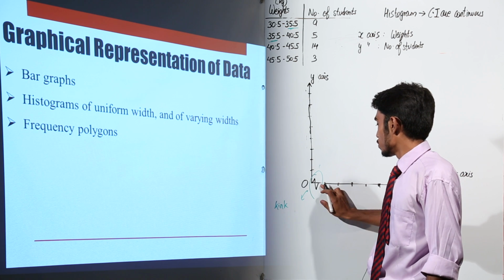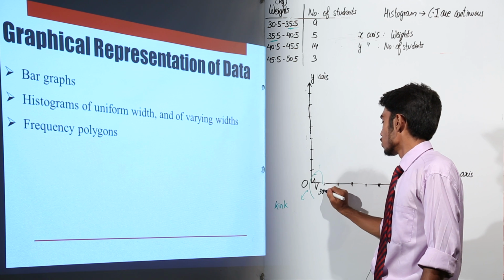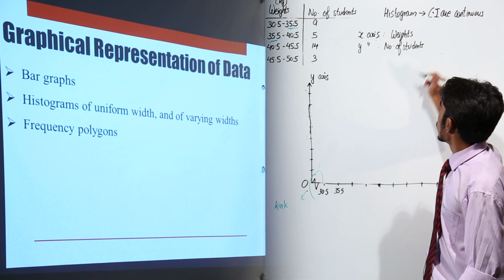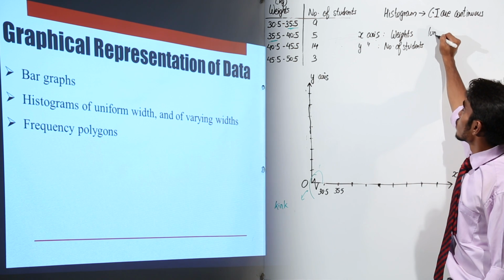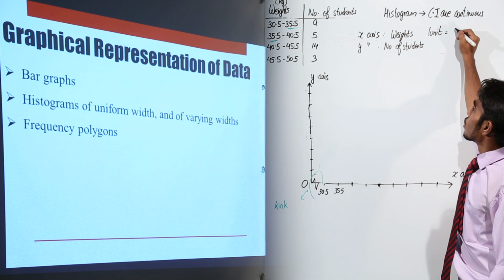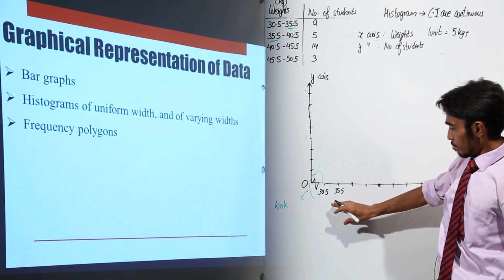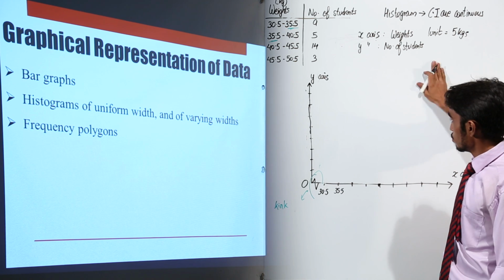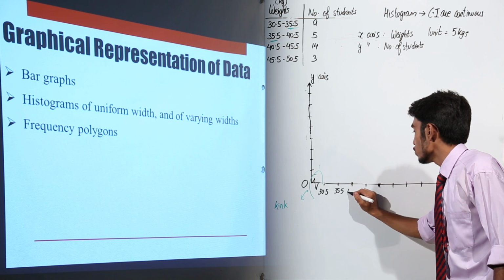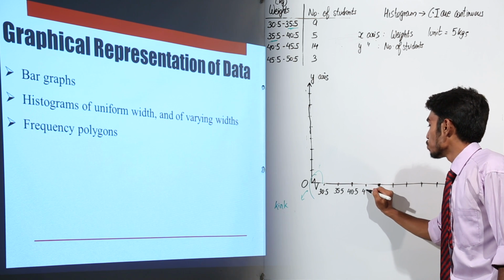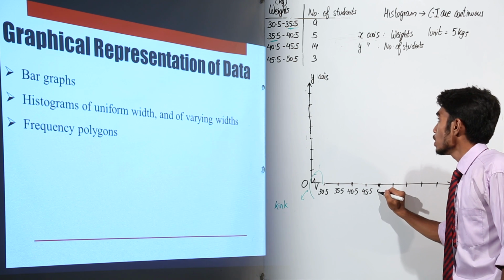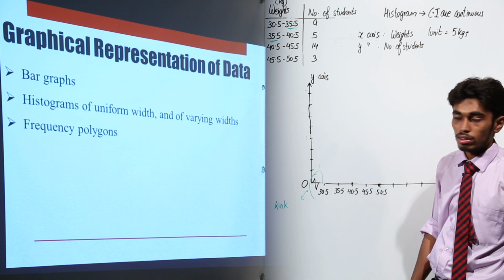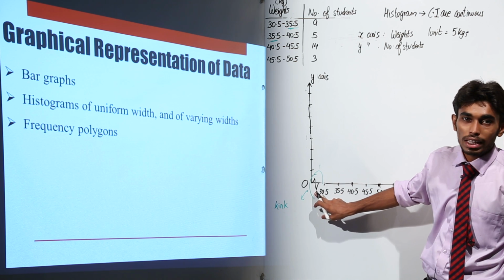Let me write 30.5 and 35.5, right? So on the x axis, 1 unit is equal to 5 kgs, right? 35.5 minus 30.5 is equal to 5 kgs. So 1 unit is equal to 5 kgs. So similarly, this will be 40.5, this will be 45.5, and this will be 50.5, right? I have plotted all the points that are required on the x axis, right, with the help of a symbol that is called a kink, right?